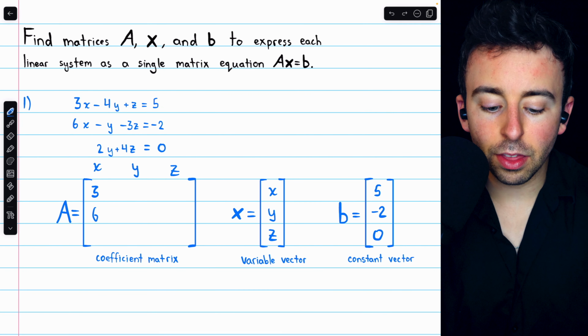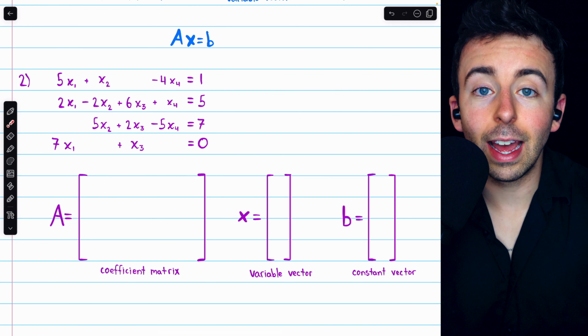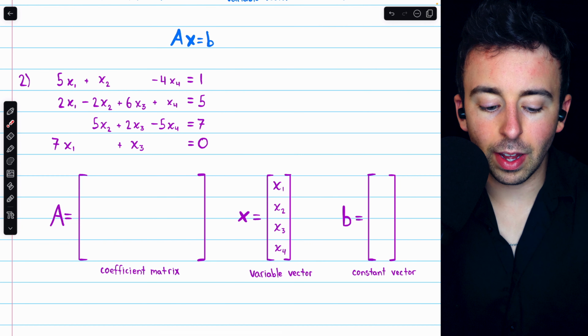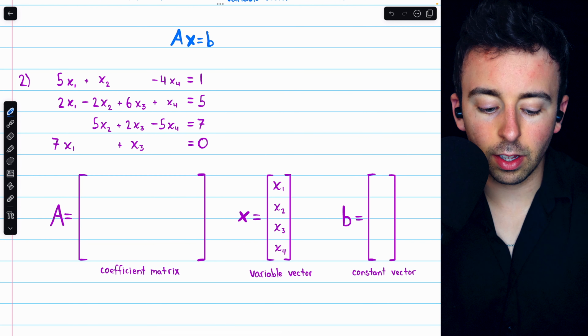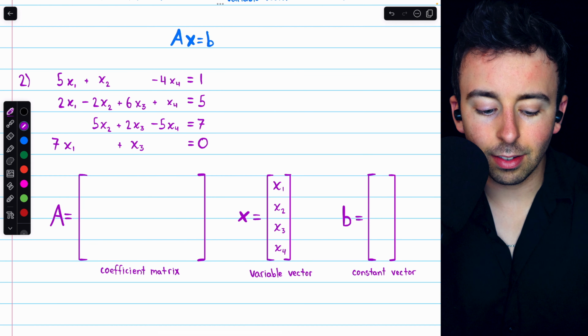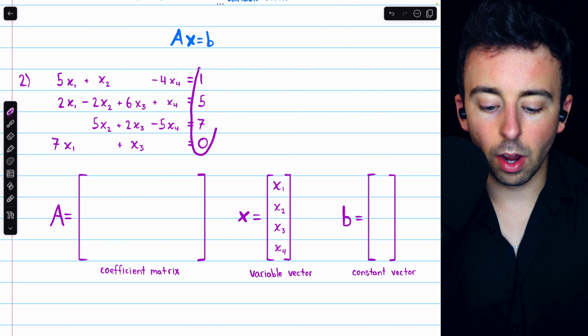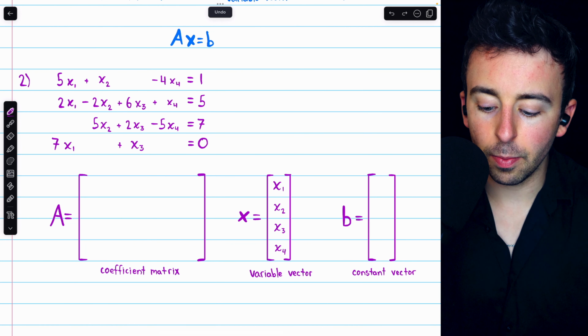With that said, let's move on to the second example. Here's our second system consisting of 4 equations and 4 variables. Let's begin by filling in the variable vector. The order is pretty obvious. Let's do x1, x2, x3, and then x4. So there is our variable vector. Now we can also fill in the constant vector. Just look at the constants on the right side of the equations: 1, 5, 7, and 0.